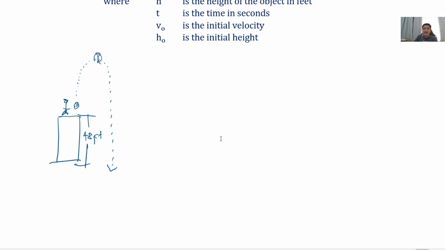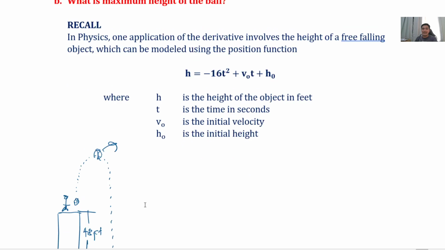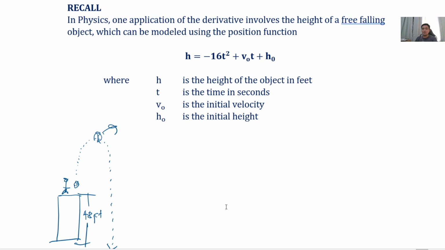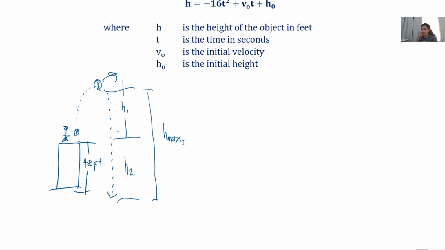Okay? So, hanapin natin, class, 'yung position function ng ball, t seconds after it was thrown. And then, 'yung next question natin is, what is the maximum height of the ball? So, ano 'yung maximum height ng ball? Okay? So, i-plot na natin siya mamaya. So, itong height na nakuha dito nung tinapon siya, height 1, and then itong height 2. So, this is the maximum height of the ball now.